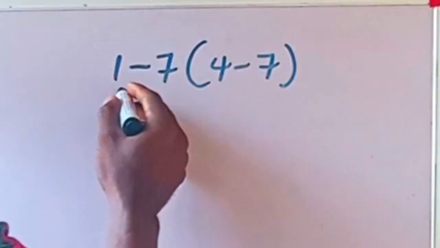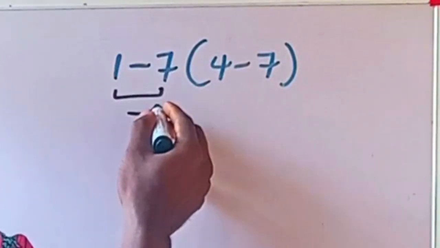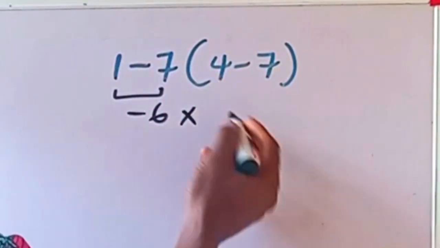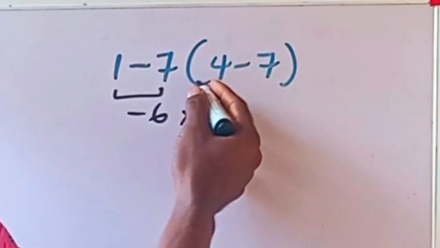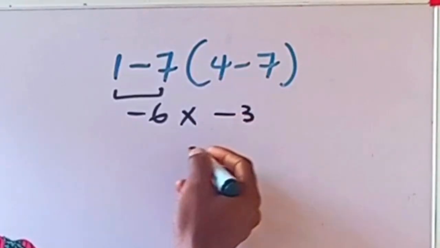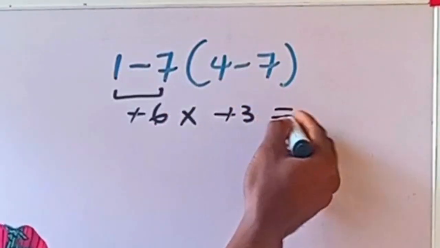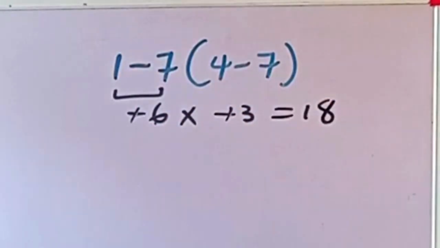So 1 minus 7, a lot of persons will do 1 minus 7 to get minus 6, then multiply by 4. They will now come and do this bracket, which is 4 minus 7, which is minus 3. So this minus will cancel out this minus. 6 times 3 is equals to what? 18. All right? But this answer is wrong.